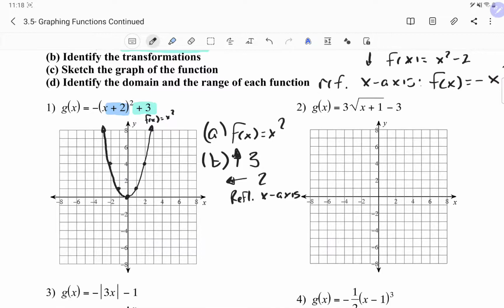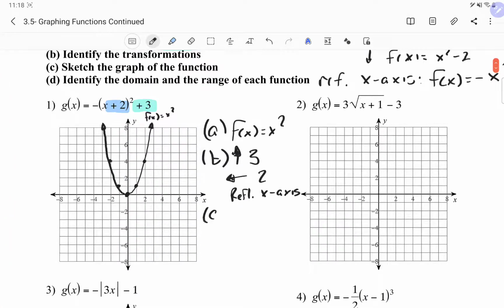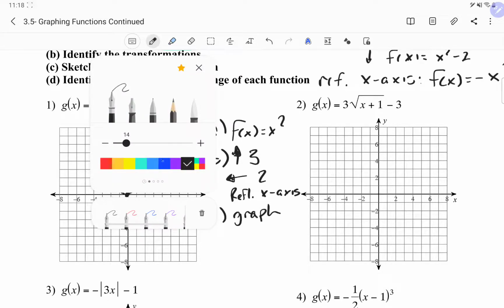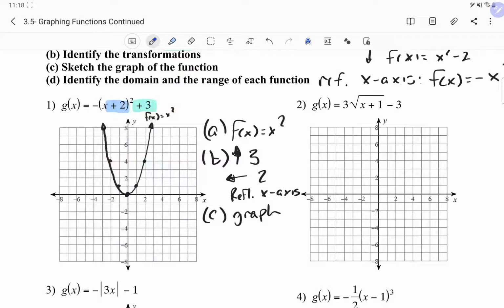All right, part C is to sketch a graph. Right? And so we're going to use these transformations, what we verbalized, and we're going to graph this on here. So it says up 3, so I'm going to take each of these points. I'm going to go 1, 2, 3 units up, and it says to the left 2 units. So I'm going to go 1, 2 units, and I'm going to put a dot. I'm going to do that with each of these points.